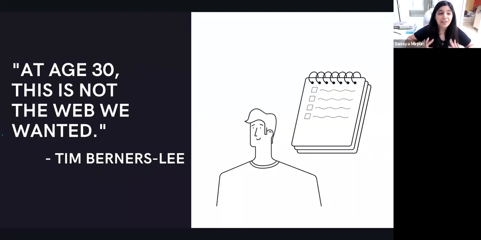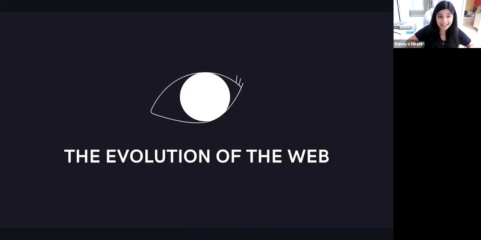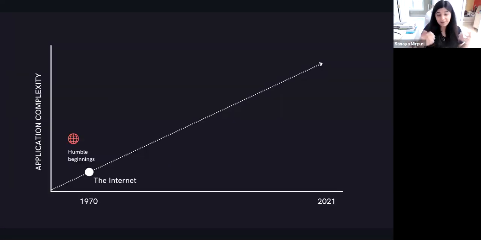Now, 31 years ago, a British scientist named Tim Berners-Lee invented what we call today the World Wide Web. When the web turned 30, and I'm sure many of you have seen the press that came out of this conference, Tim recently noted, at age 30, this is not the web we wanted. Now, to really dig into what Tim was referencing and to understand what Web3 really means, we first have to take a look into the evolution of the web. So let's take it back a little bit.